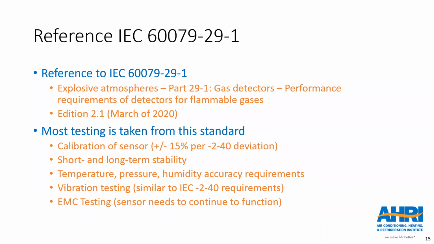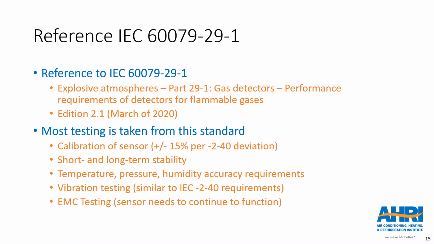One of the first ones is the calibration of the sensing device. We will use the method defined in IEC 60079-29-1, but the deviation allows a plus or minus 15% difference for the calibration of that device. There's also short and long-term stability included in the standard. The long-term stability test is a 63-day test with periodic exposure to 100% LFL, or lower flammability limit. That does vary based on the type of refrigerant that is used.